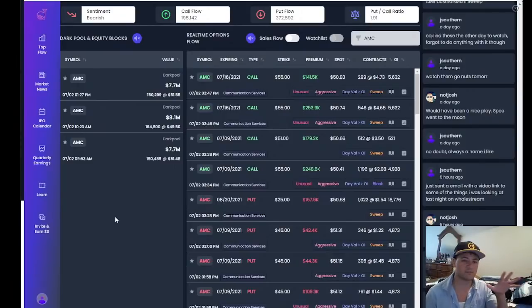Dark pools have something like 30% of all shares traded on them. 30%. So it's not this little tiny small group of people trading back and forth that are massively outnumbered by the open market. No, it's less than what's traded on the market, but it's still a significant amount. I mean, 30% is a lot. And it makes sense right there.